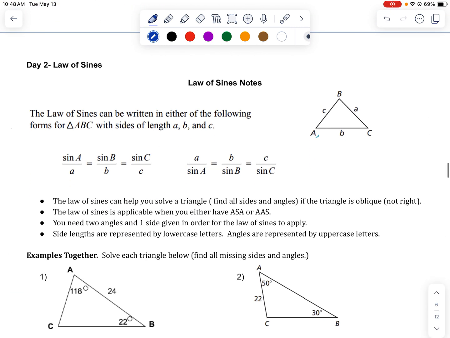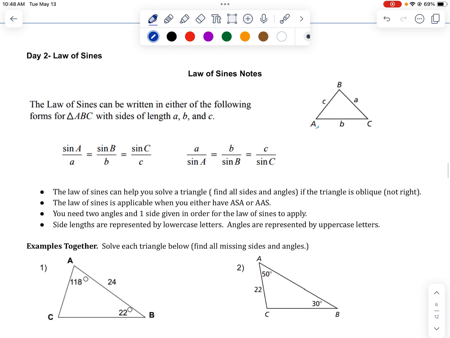So we're going to talk about the law of sines. All right, we're on page 5, day 2, law of sines. There are 2 forms for the law of sines, this one and this one. They're reciprocals of each other. We will use mostly the one on the left, but it's the same thing as the one on the right.